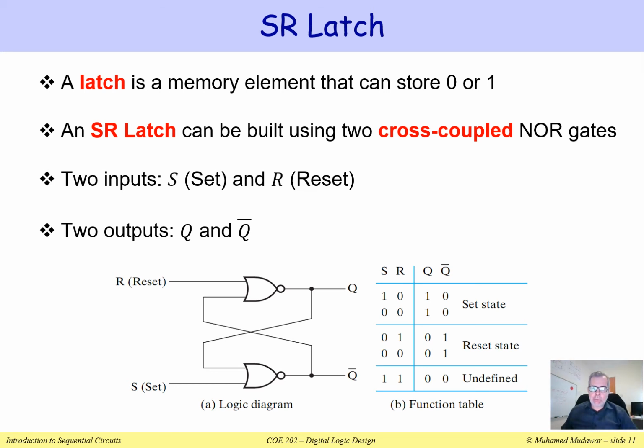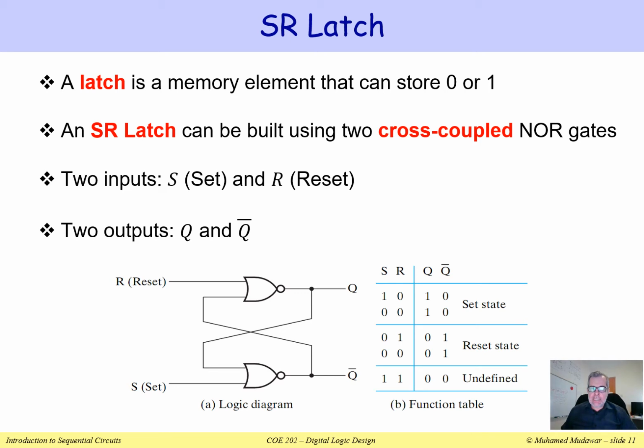It has two outputs, Q and Q bar. Q here means the state, the current state, the present state of the latch. And Q bar is simply the complement of Q. So if Q is equal to 0, then Q bar should be 1. If Q is equal to 1, then Q bar should be 0. So these are the two outputs of the latch.